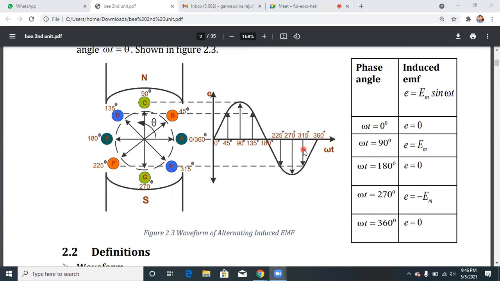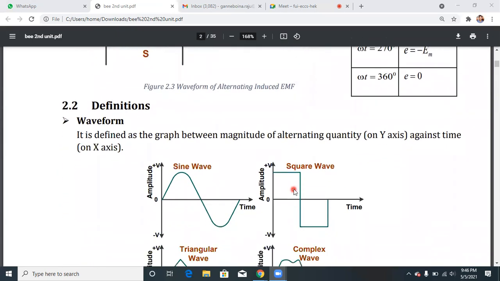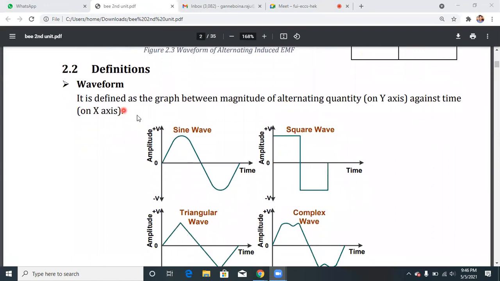And then let us discuss some definitions regarding AC cycles. First, what is meant by waveform? Some definitions regarding the AC cycles; we have to know some definitions.